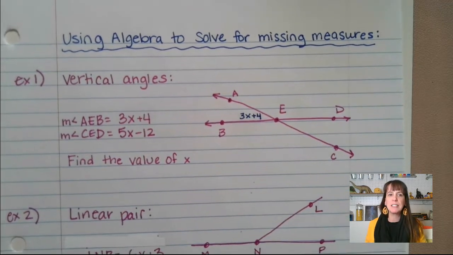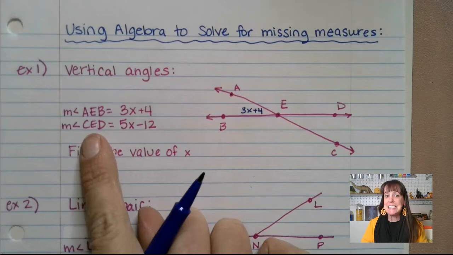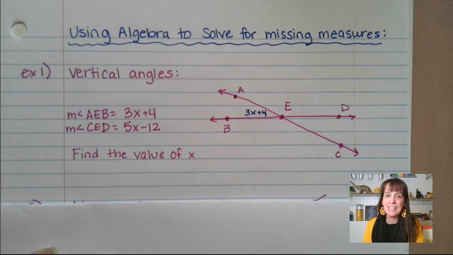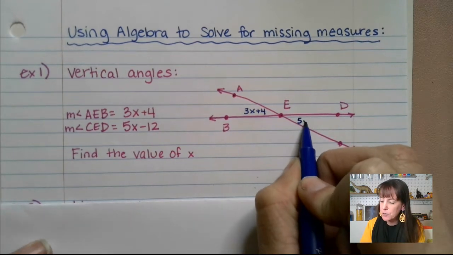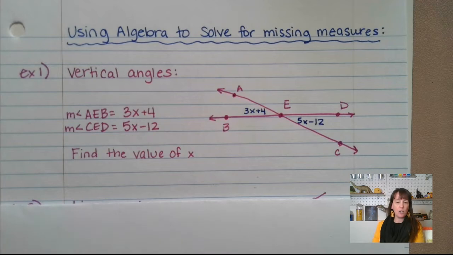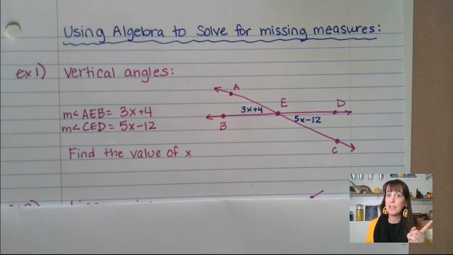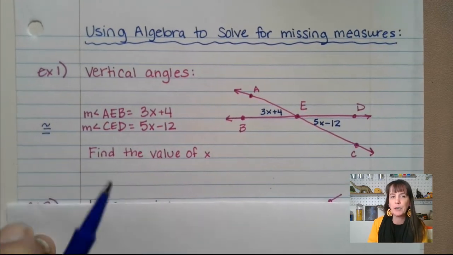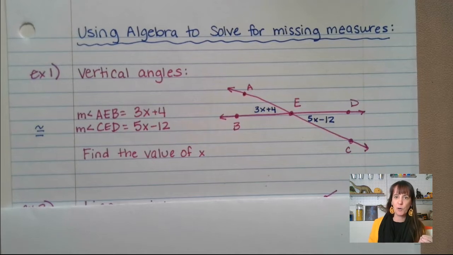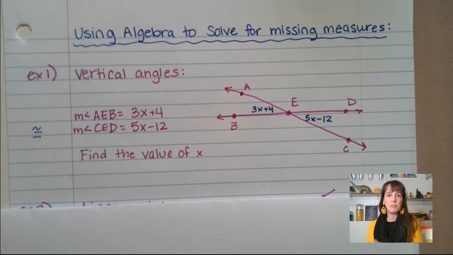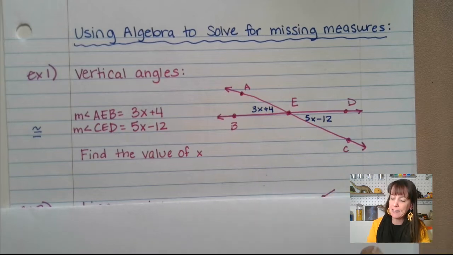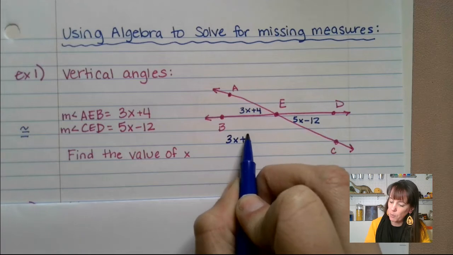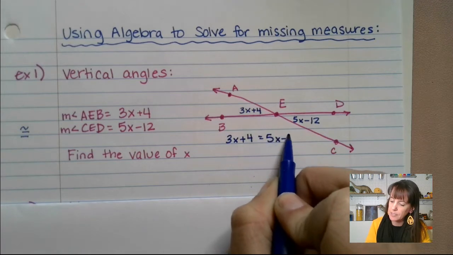The next part of this is going to be CED equals 5x minus 12. So we've got CED is 5x minus 12. Now we know that these are a vertical pair, or vertical angles. And what we remember about vertical angles is that they are congruent. Just in case you didn't see it on the previous one, the symbol for congruent looks like that. So these vertical angles are congruent, meaning that they equal each other. So in order for us to solve this, we have to set them equal to each other. So we say, okay, well, 3x plus 4 equals 5x minus 12.